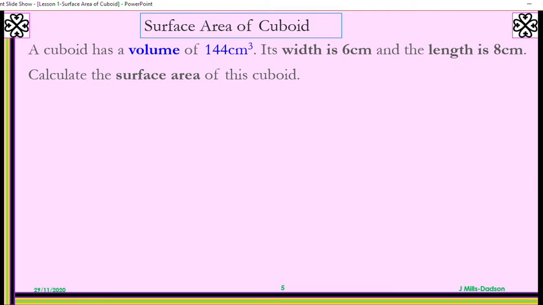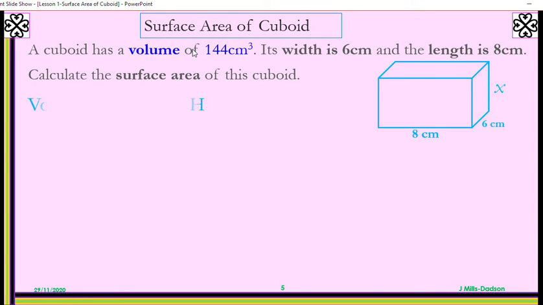Now let's look at a link between volume and surface area. A cuboid has a volume of 144 cm cubed. Its width is 6 cm and the length is 8 cm. Calculate the surface area of this cuboid. Let's start with a sketch first. So I have a cuboid, length 8 cm, width 6 cm, but the height is not given, so I call it x. And let's record the formula for volume.